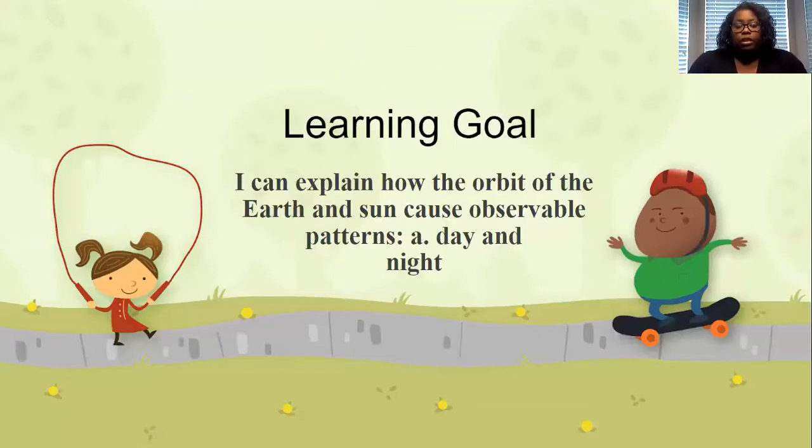animals. So our learning goal for today: I can explain how the orbit of the Earth and sun cause observable patterns, more specifically night and day, also tides and eclipses, solstices and equinoxes. But more specifically, I can explain how the orbit of the Earth and sun cause observable patterns, for example, day and night.